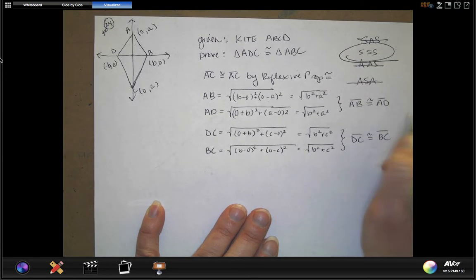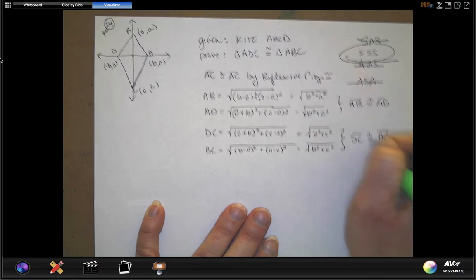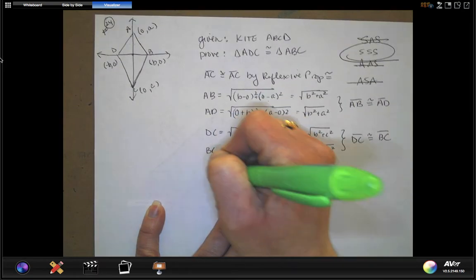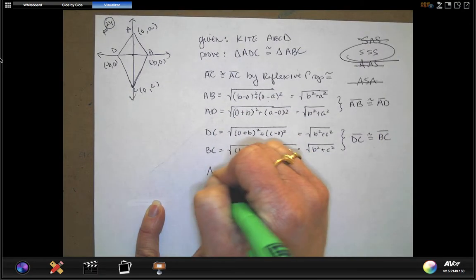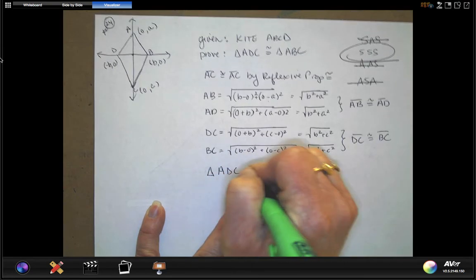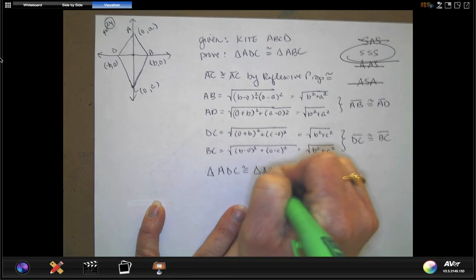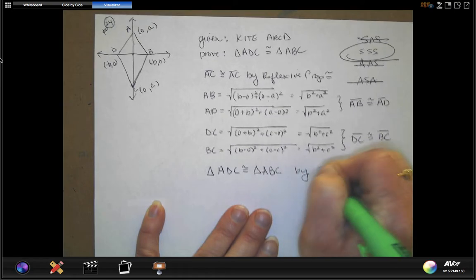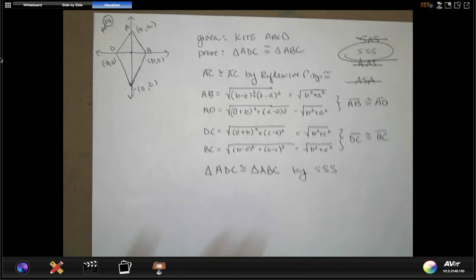If you notice, I'm putting the segment notation there when I'm talking about congruent, but when I'm finding the length, I'm not putting it there. So then I know that triangle ACD is congruent to triangle ABC by side-side-side. Okay? So that's that.